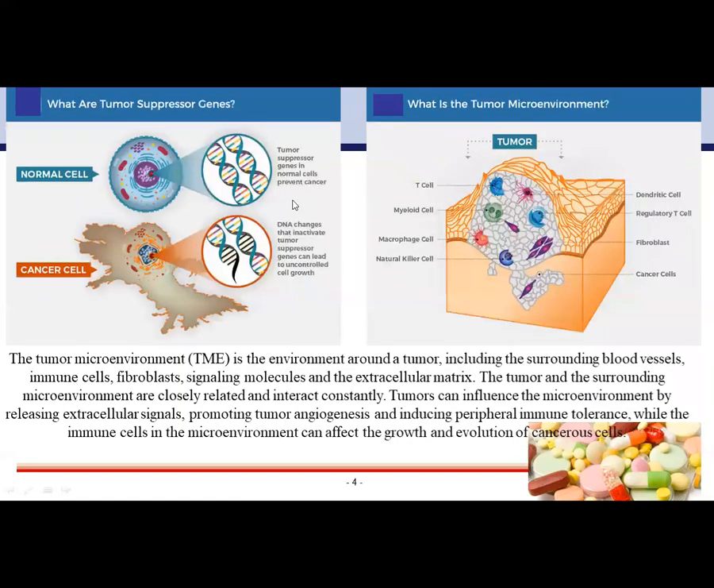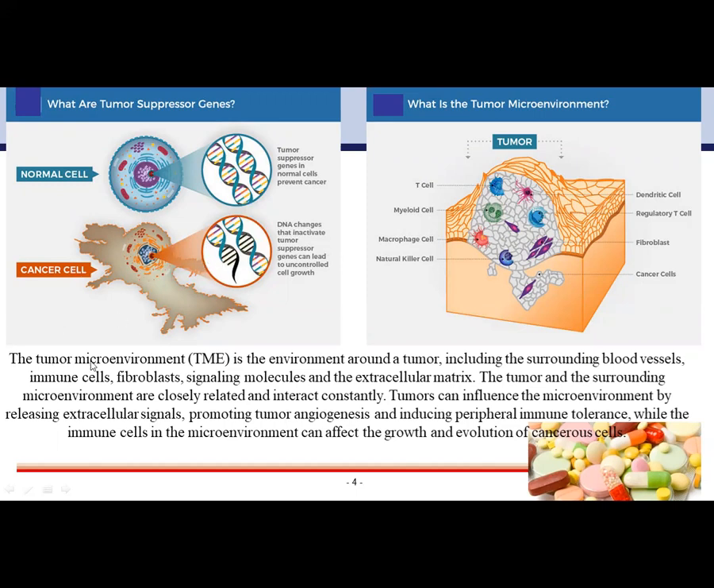Going on next, we again see a major difference. This is the normal cell, with tumor suppressor genes that prevent cancer. And here in the cancer cell, DNA changes that inactivate tumor suppressor genes can lead to uncontrolled cell growth. Due to this reason, the cells divide uncontrollably.